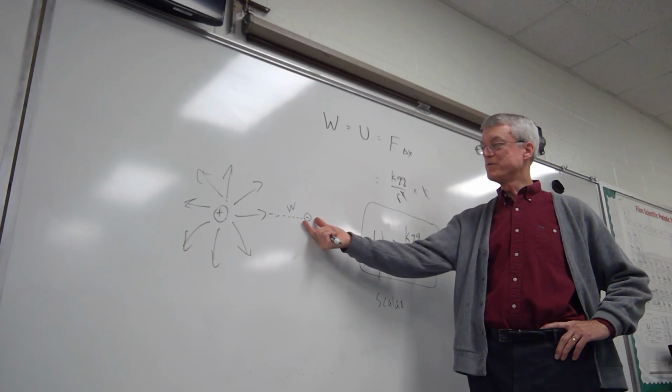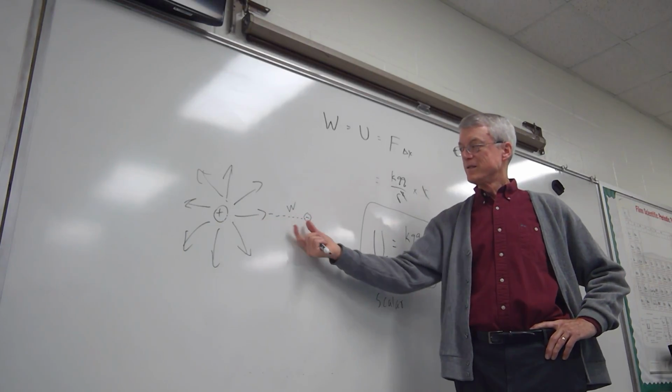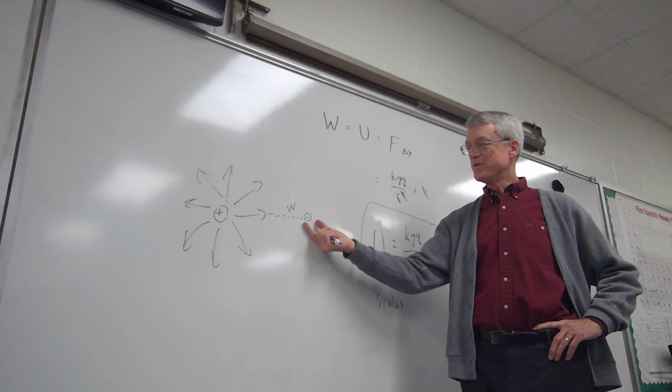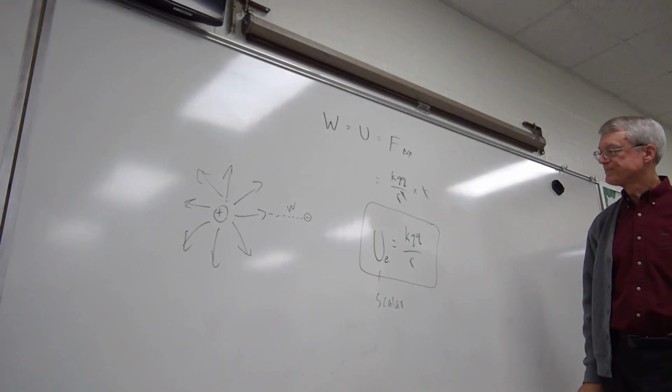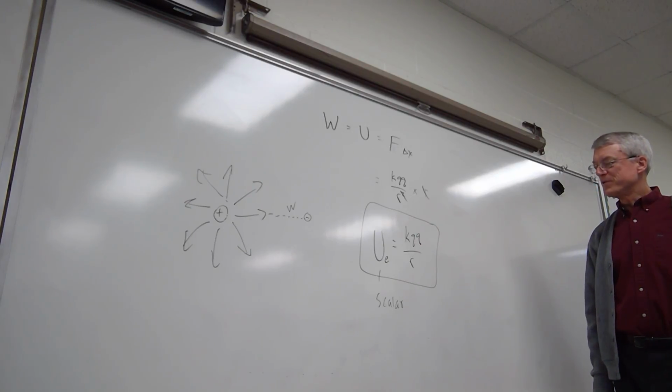Positive potential energy would be when the field's trying to push it away, but you're opposing that. Negative potential energy is just the opposite. So, not absolute value bars. That's the only point I'm really making.